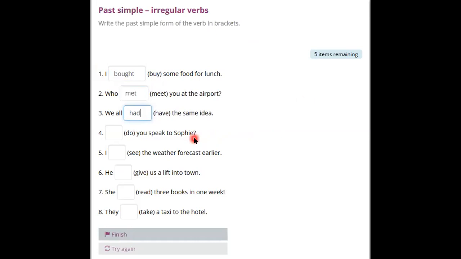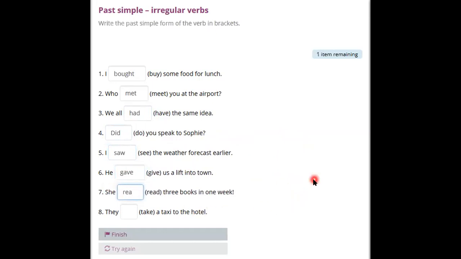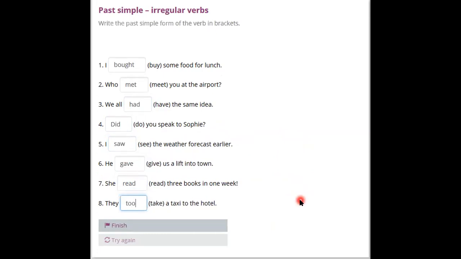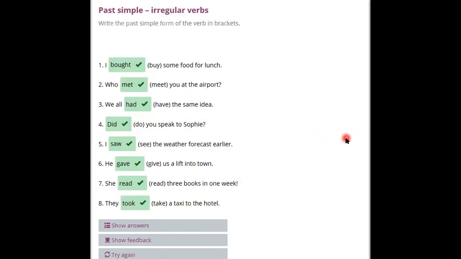This is an interrogative question, number 4. Do you speak to Sophie? In the past, so it is did you speak to Sophie? I saw the weather forecast earlier. He gave us a lift into town. She read 3 books in 1 week. They took a taxi to the hotel. Okay? So, buy, bought, meet, met, have, had, do, did, see, saw, give, gave, read, read, take, took. Okay?